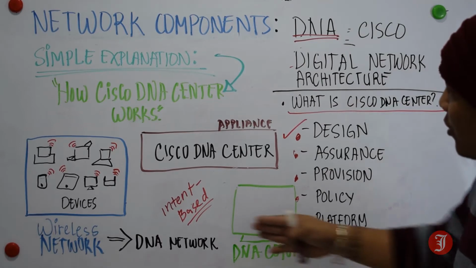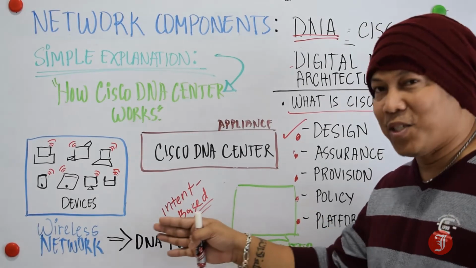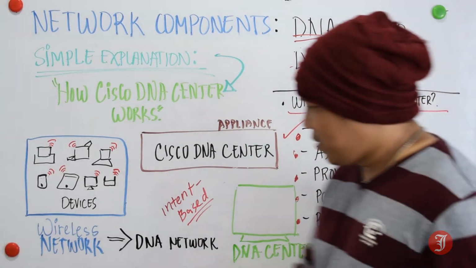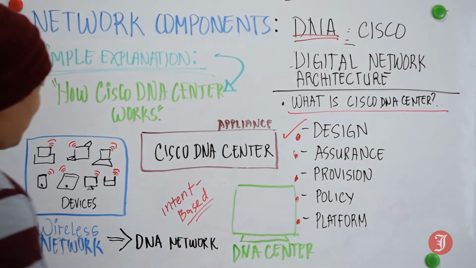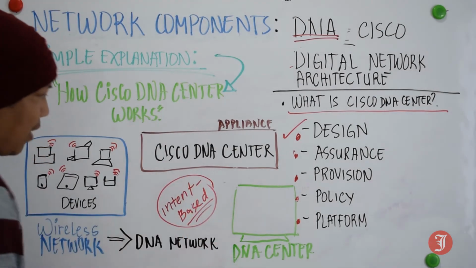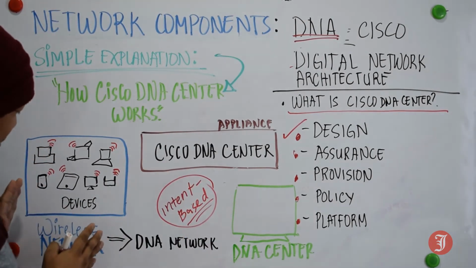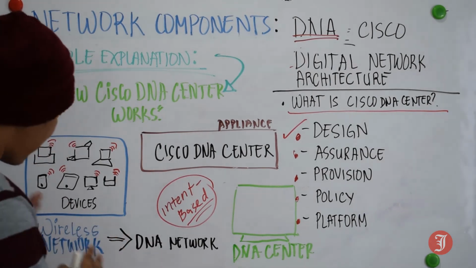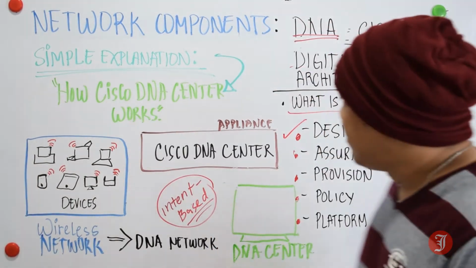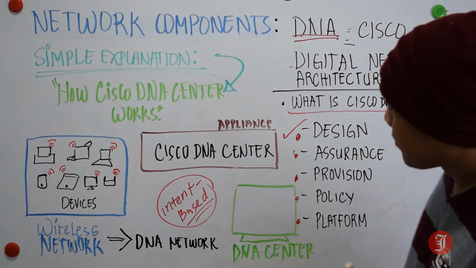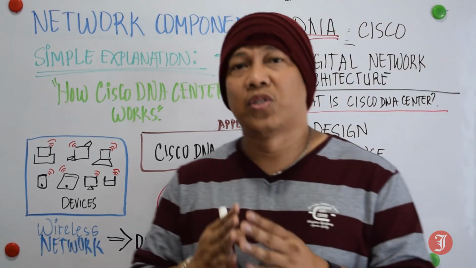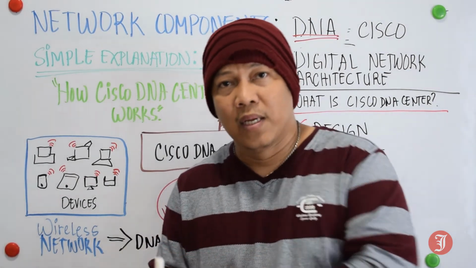So, punta na ako dito ngayon sa ating simple explanation how Cisco DNA Center works. So, I will just transfer here. So, iba naman ang ating position. So, nabanggit ko sa iyo yung intent base. At itong ating wireless network ay tinatawag na programmable network, meaning yung ibig sabihin ng programmable network is handled by software. It is software driven.